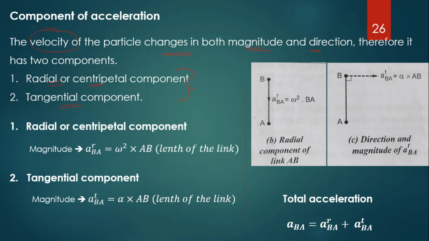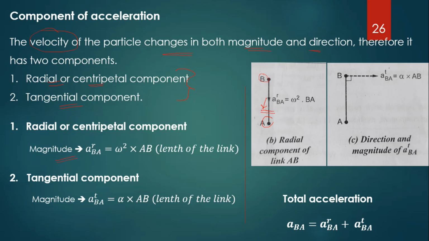The radial or centripetal component of acceleration acts in the direction parallel to the link, and its direction is towards the center. Centrifugal and centripetal, what is the difference? Centrifugal means the direction outward from the center of rotation, whereas centripetal acts towards the center of rotation. Again I will repeat, the radial or centripetal component of acceleration acts parallel to the corresponding link, and the direction is towards the center of rotation. Here it is the acceleration of B with respect to A. Then how to calculate the magnitude of this radial component?